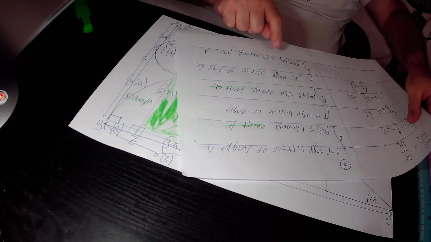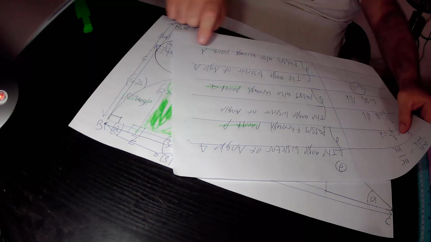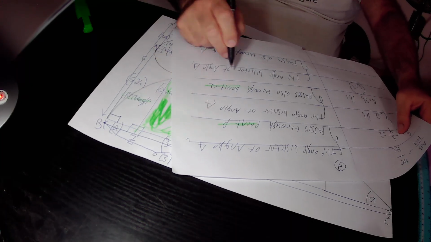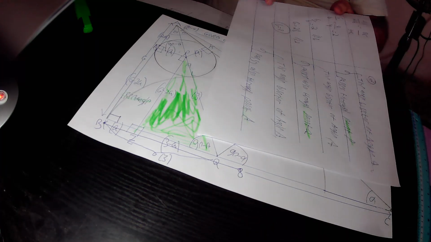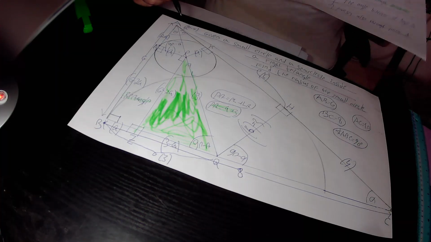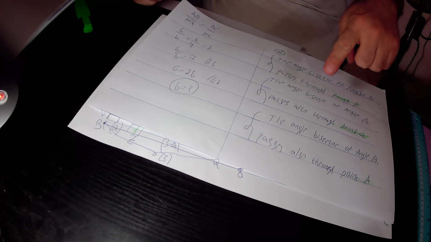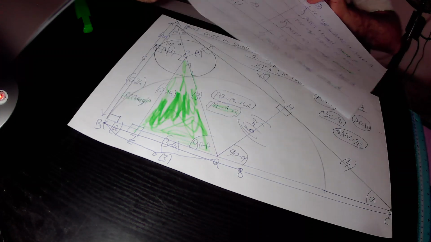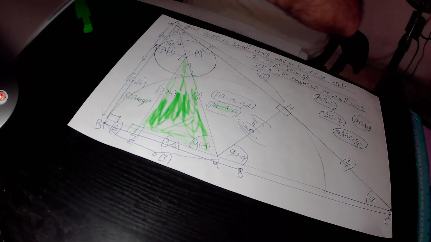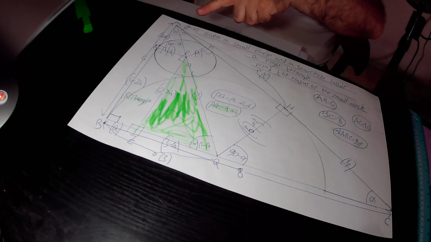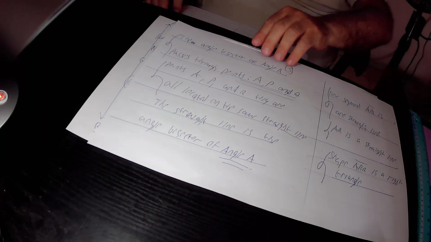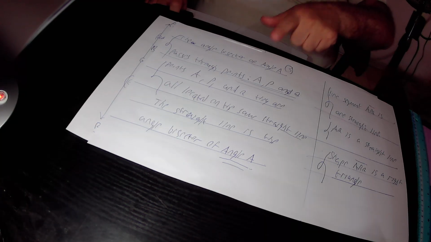Okay, the angle bisector of angle A passes through point Q. And the angle bisector of angle A, of course, passes through point A. Here, the angle bisector of angle A passes also through point A. In conclusion, we can write down that the angle bisector of this angle, angle A, passes through points A, P, and Q. Repeat again, we found out that the angle bisector of angle A passes through points A, P, and Q.